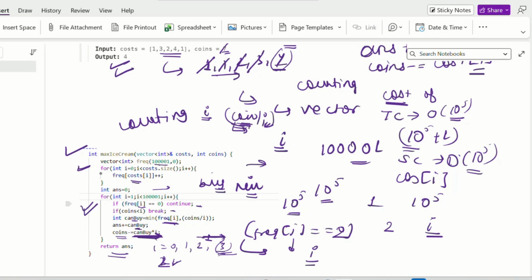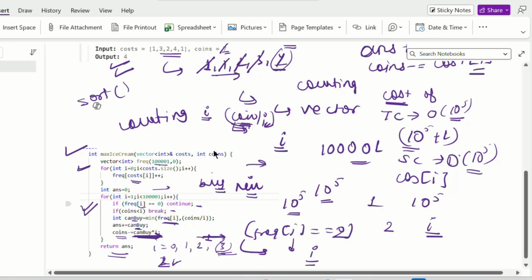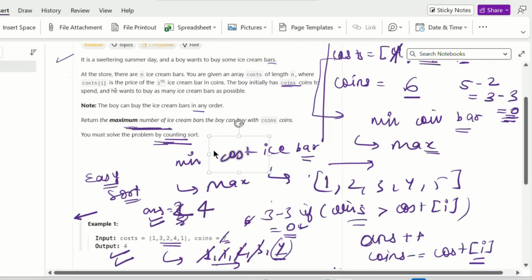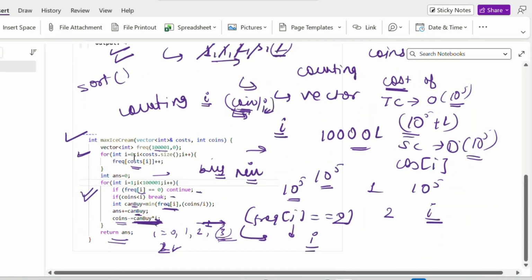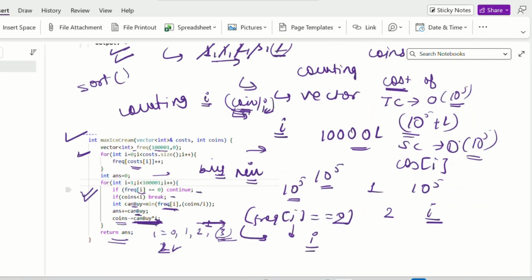So I hope you are able to understand this question. You can solve it directly using the sort function as well. But in our question, it is given that we need to solve it using counting sort. And in counting sort, we generally need to use the frequency vector to store the cost of everything. Like in our case, it is ice cream. So we need to store the cost of every ice cream in the frequency vector, and then we need to solve it from left to right.